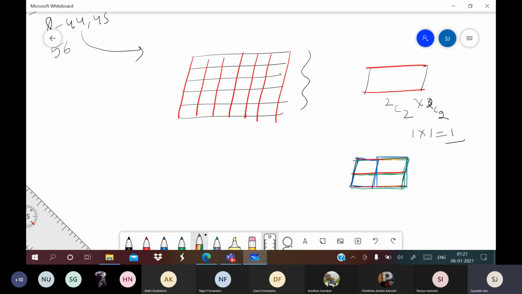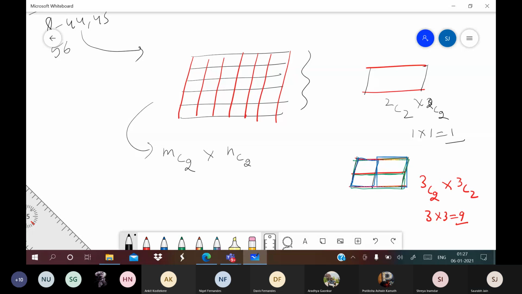So how we do it? How many red lines are there? 3. We select 2. And how many black lines were there? 3. We select 2 and multiply them. How many parallelograms you will get? 9. Similarly, now let us use the same concept here. How many black parallel lines are there? M. How many red parallel lines are there? N. You select 2. You multiply them.